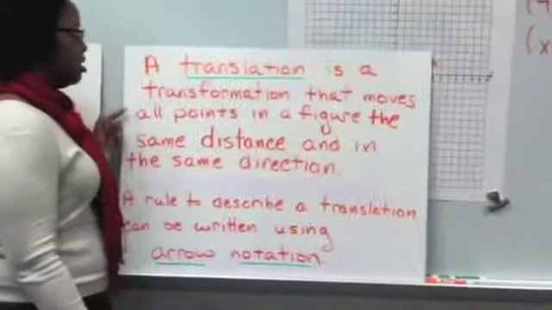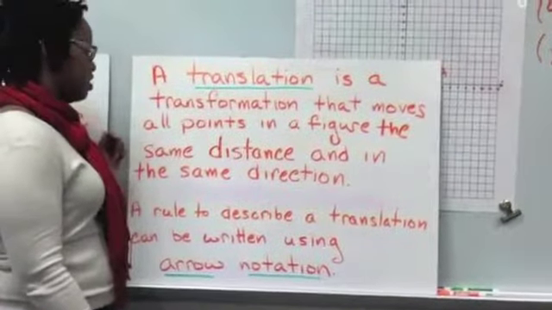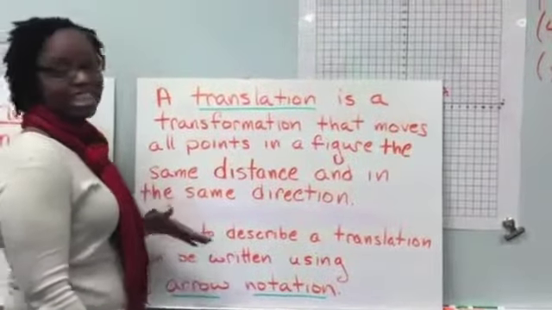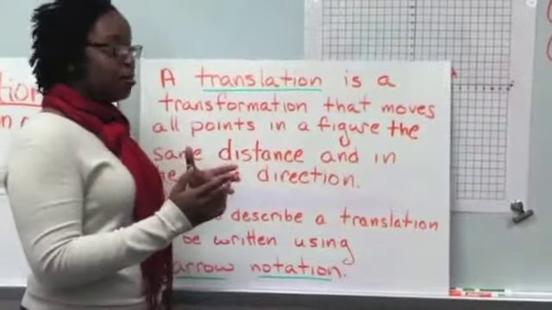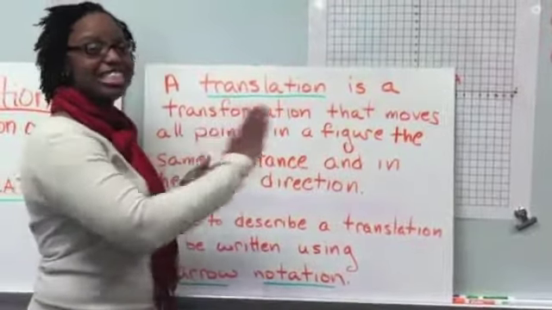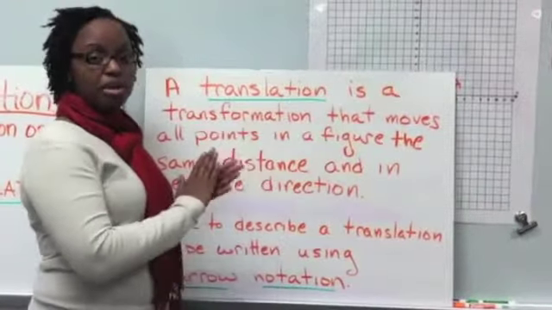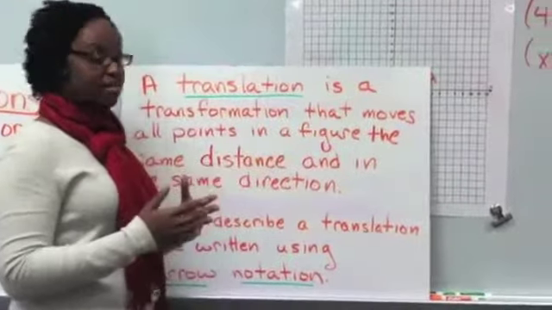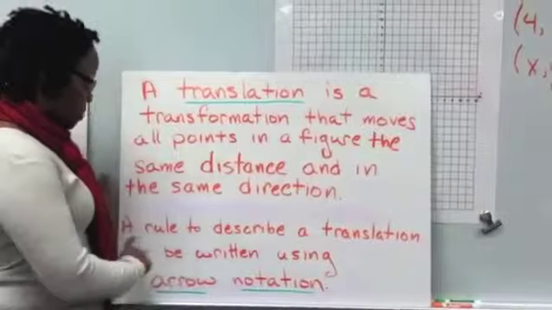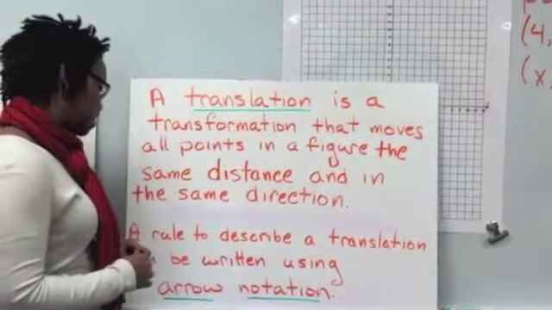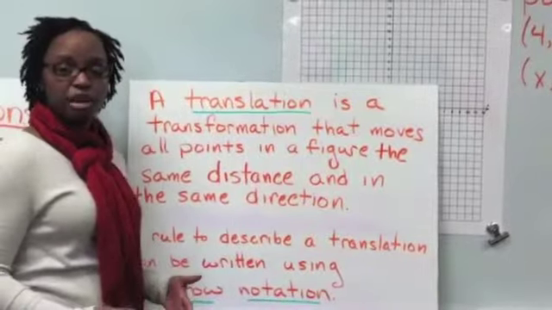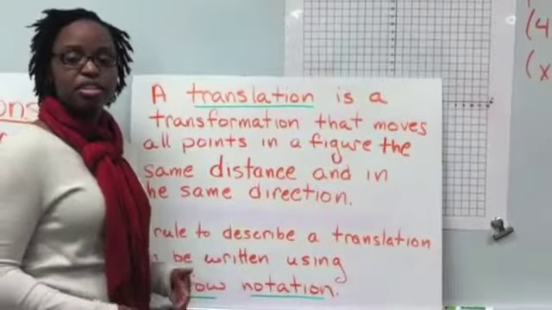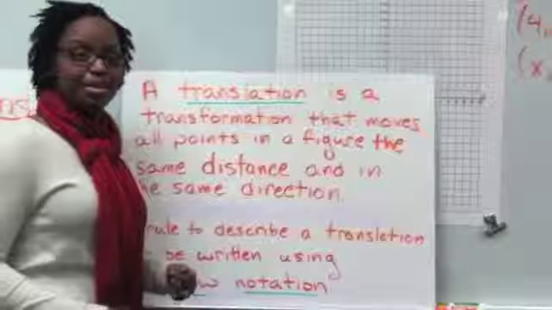A translation is a transformation that moves all points in a figure the same distance and the same direction. Some ways that you might remember this is that a translation just slides your figure. All the points go in the same direction and in the same distance. A rule to describe a translation can be written using what we call arrow notation, and we'll explain what that is in the examples.